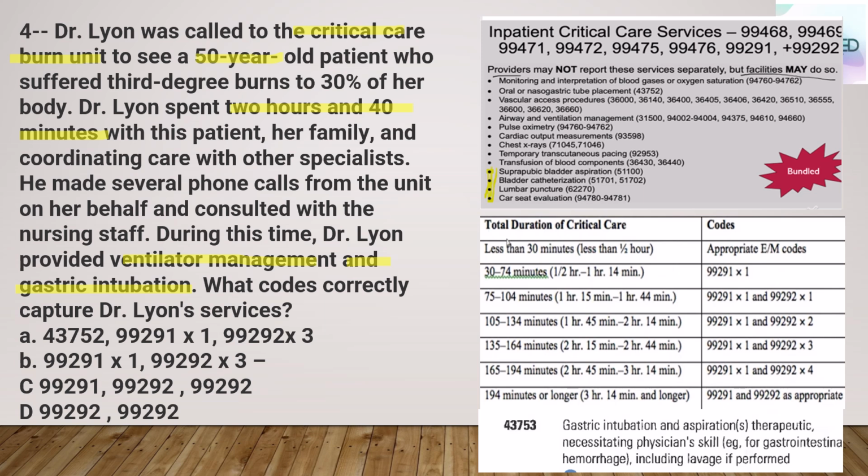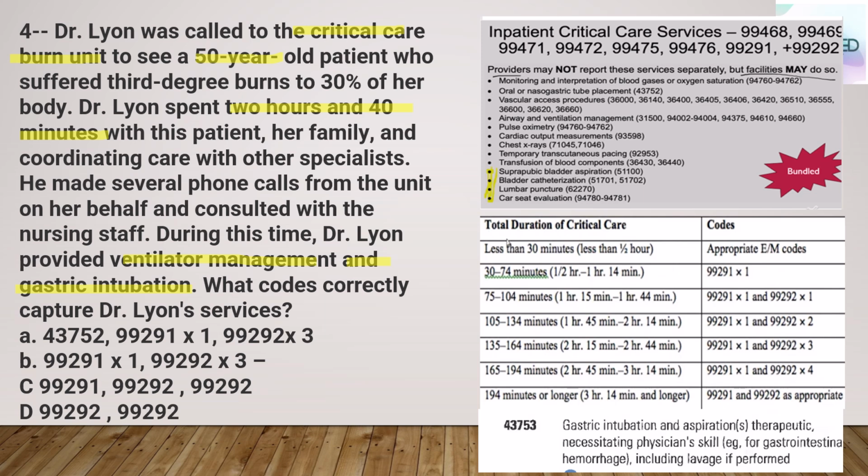This is inpatient critical care, because the critical care burn unit, okay, and these units are there only in the inpatient. So we have the important clue. Now let us zero in on our code. How long was the service given? 2 hours and 40 minutes. Now, 50 years, the age might not be a consideration in this case.